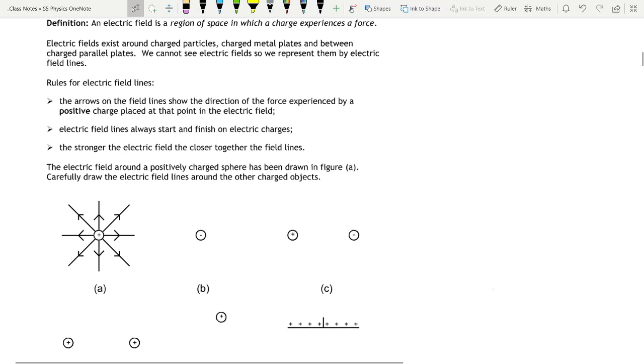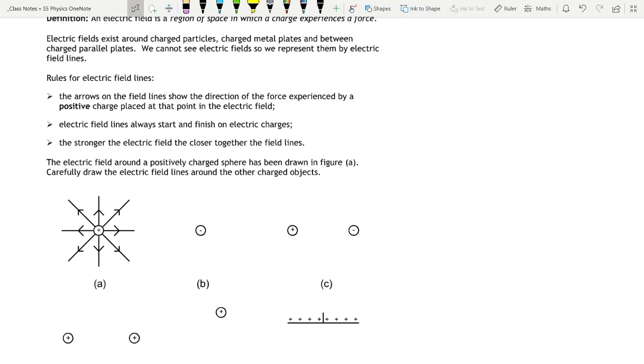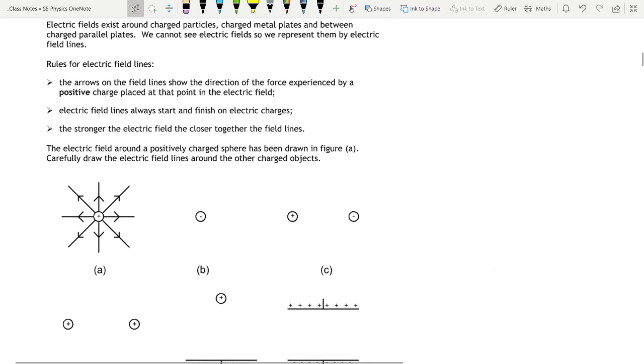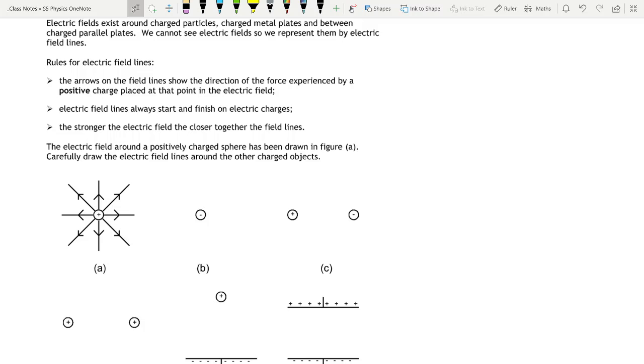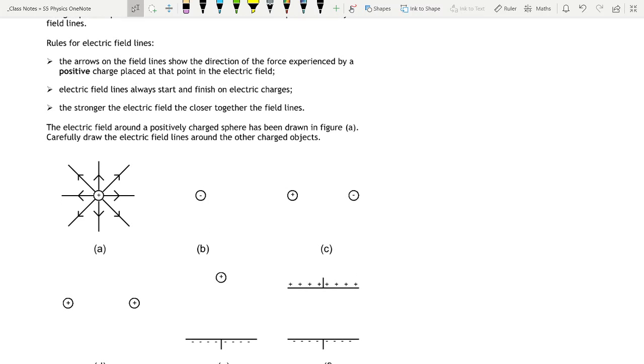We cannot see electric fields, so we represent them by electric field lines. Quite similar to when you did your magnetic field back in second year, and you sprinkled your iron filings on, but you can't see it, it's invisible to the naked eye. So there are some rules for electric fields. The arrows on the field line show the direction of the force experienced by a positive charge placed at that point in an electric field.